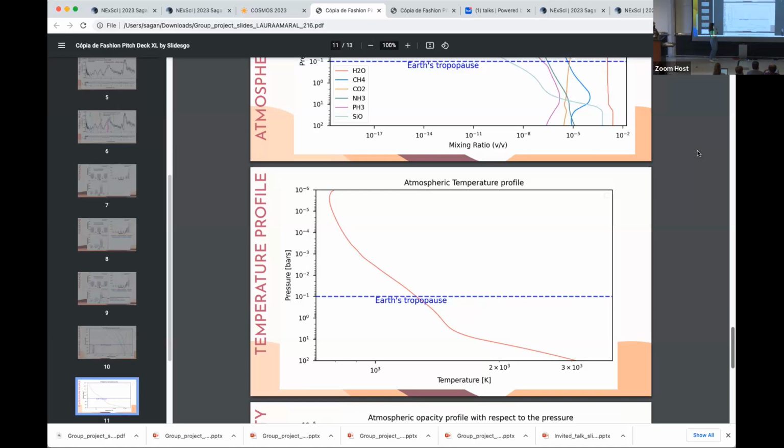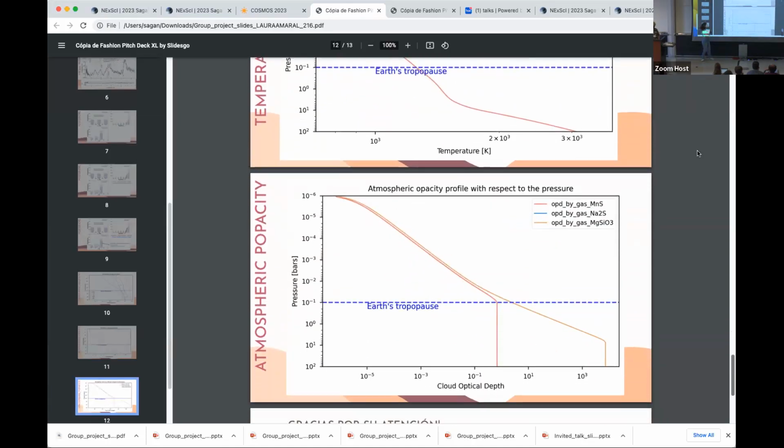So here again we have the TP, the temperature profile of the atmosphere. I just put the tropopause for everyone just to guide the eye. So this is how the temperature changes when you go up in the atmosphere. So yep, go to another one.